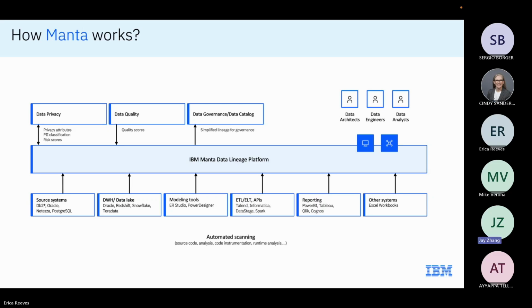Here I'm going to cover how Manta works. At a high level, oftentimes, even within IBM, people talk about data lineage, right? So with data lineage, we need to keep in mind the context we are talking about. If we were talking about data lineage in the context of data in motion, this is where data is in movement.